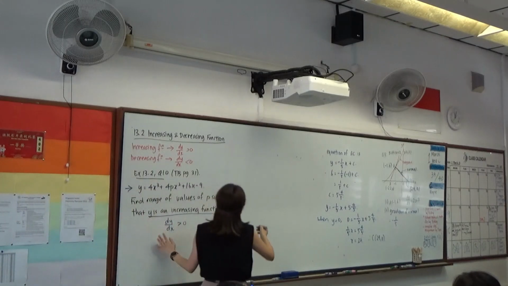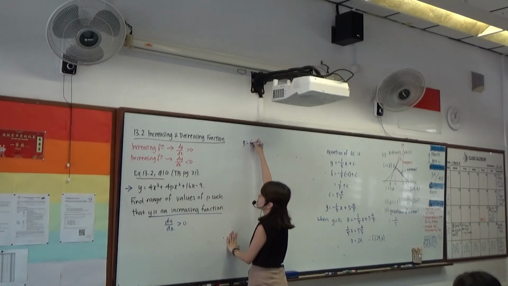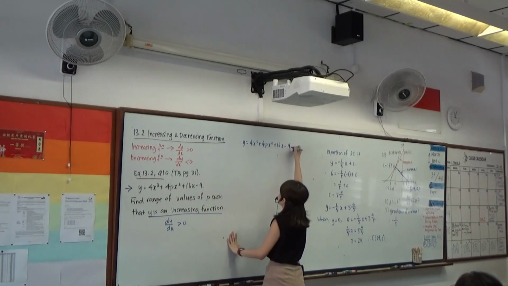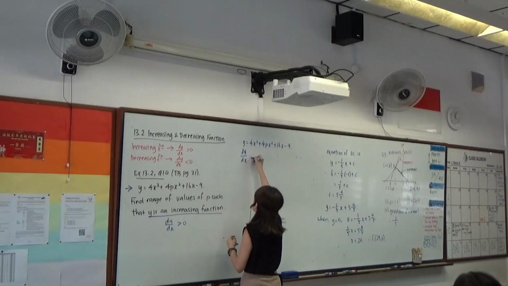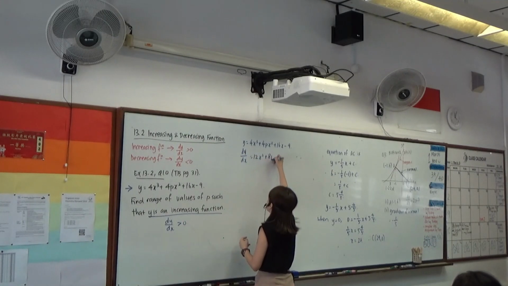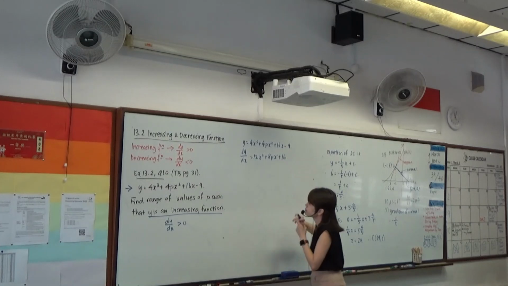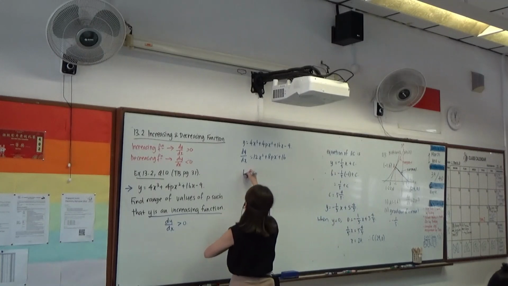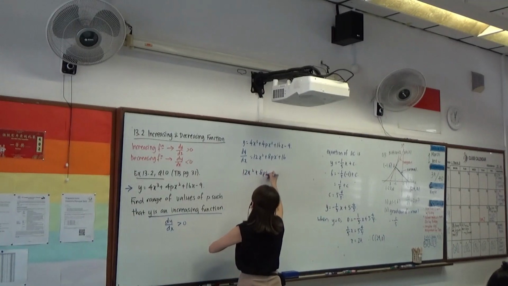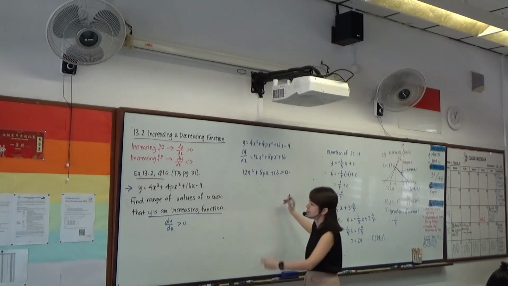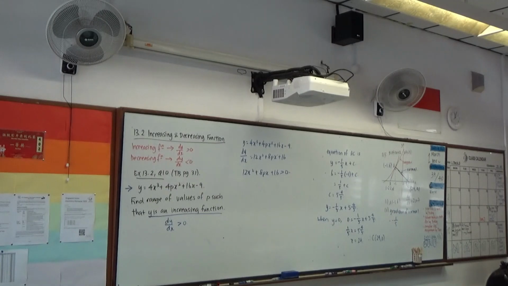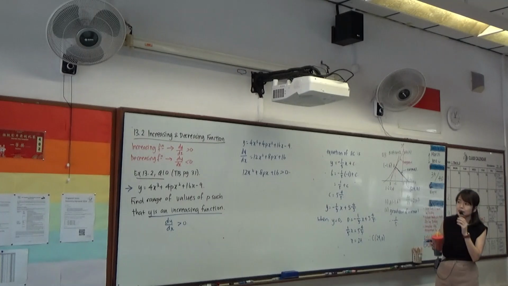So we need to go and find our dy over dx in order to use our increasing function information, and that would give us 12x squared plus 8px plus 16. So using the increasing function information, we arrive at this. I'm confident that most of you can arrive up to this stage just by the information from the question alone.